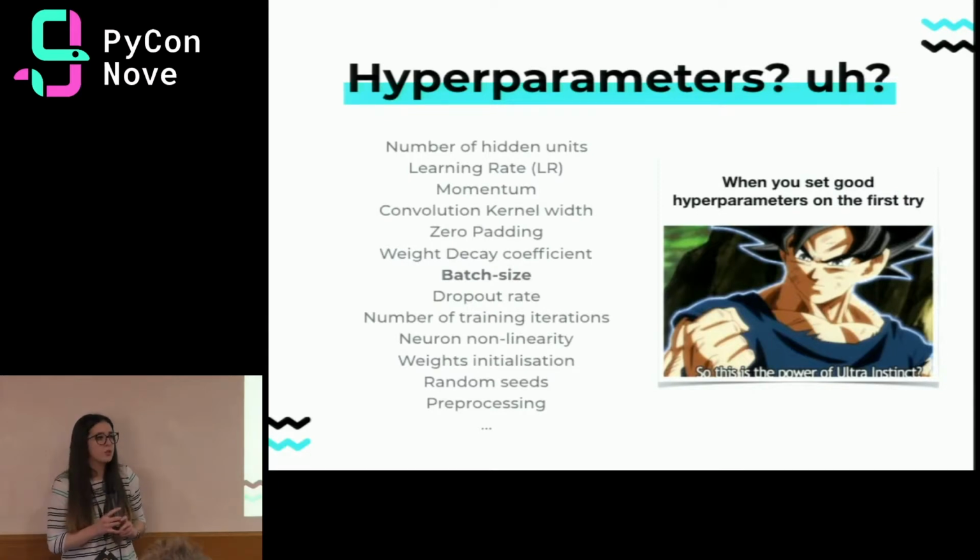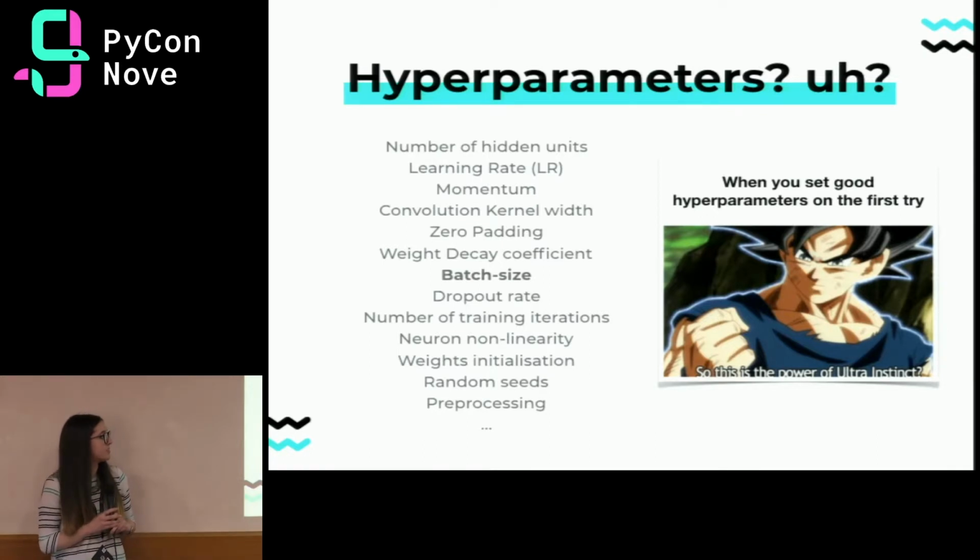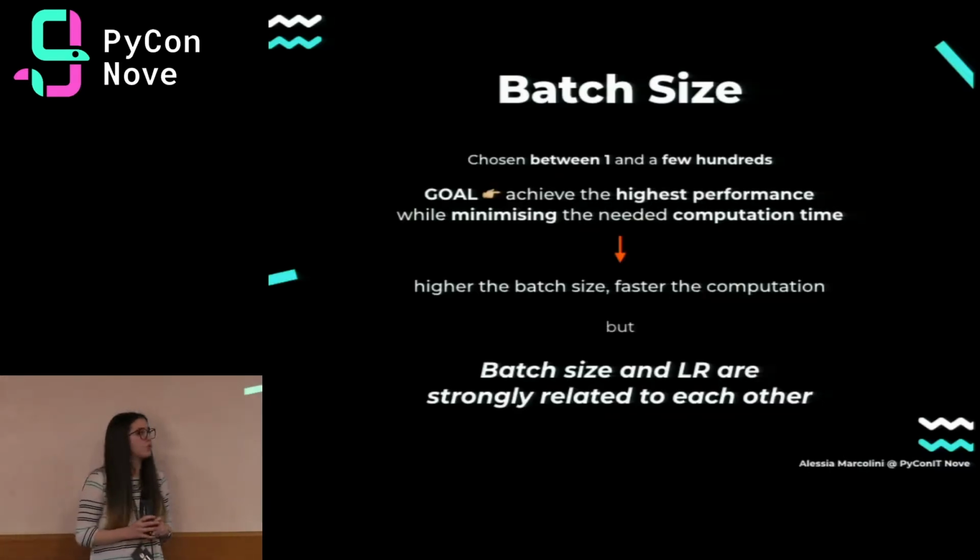And now let me introduce you to another super important hyperparameter, the batch size. Before, when I was talking about gradient descent, I said that we use mini-batch gradient descent. So the weights update is performed after each batch passes through the network. But how big should this size be? Is there a rule? Well, not really. But we normally choose the batch size between 1 and, of course, a few hundred, as long as it fits in your memory or in the GPU.